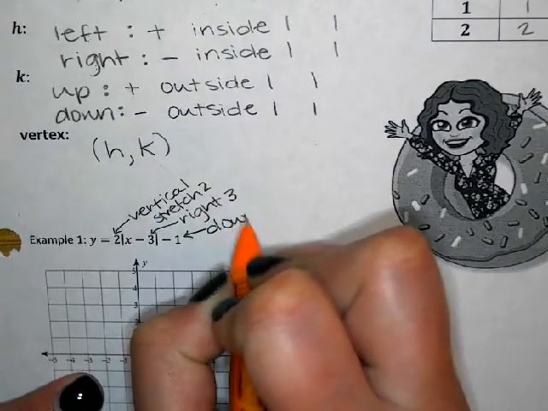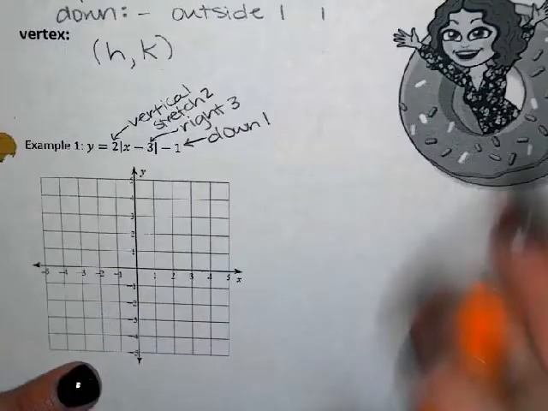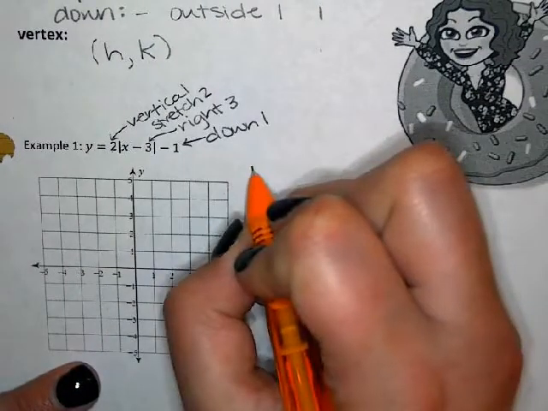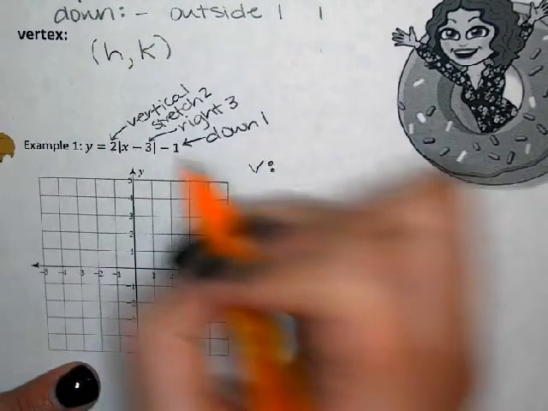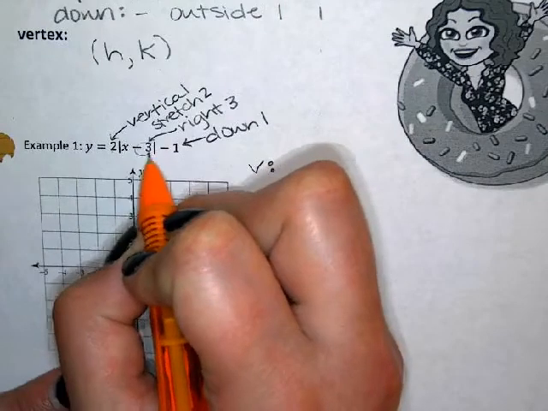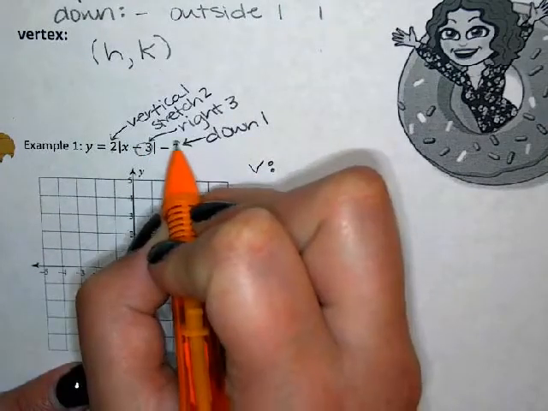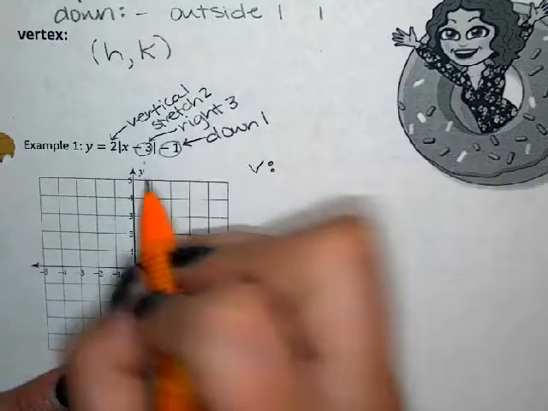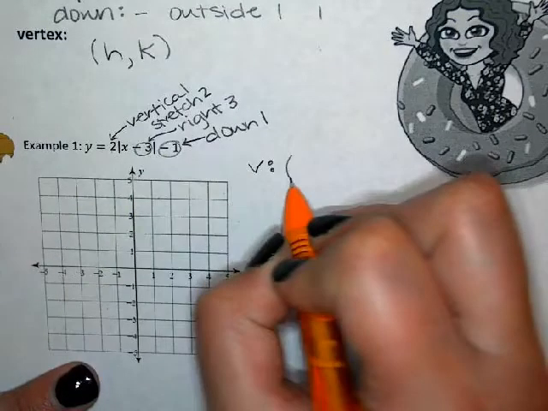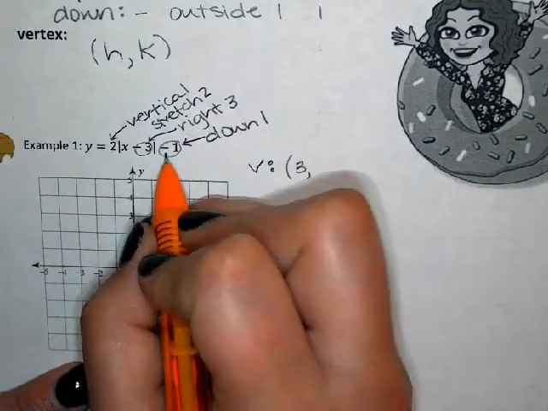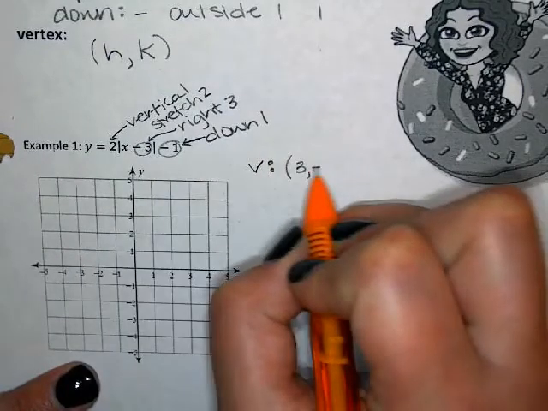Okay, and then next I'm going to go ahead and write down what my vertex is. It's the opposite of this number and exactly the same as this number. So the opposite of negative 3 is positive 3. The same as negative 1 is just negative 1. So now I have my vertex.